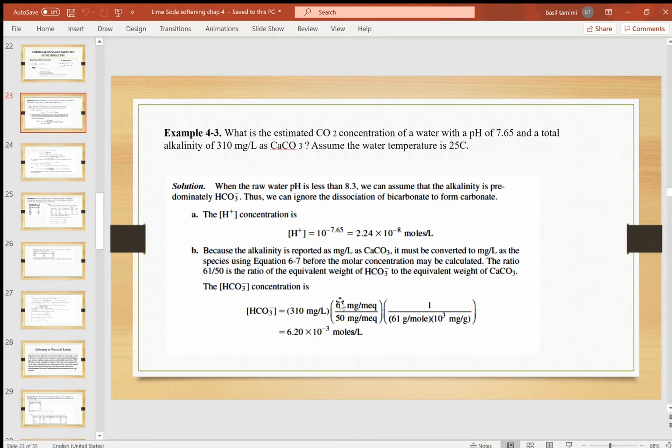This is also not enough because we need it in moles per liter. So after this first step, we have to divide by the molecular weight of bicarbonate, which is 61 gram per mole. Of course, you have the milligram per gram here, and this is just to get consistent units, so it's a conversion factor. Finally, we get a value of 6.2 times 10 to the minus 3 moles per liter for the bicarbonate concentration.